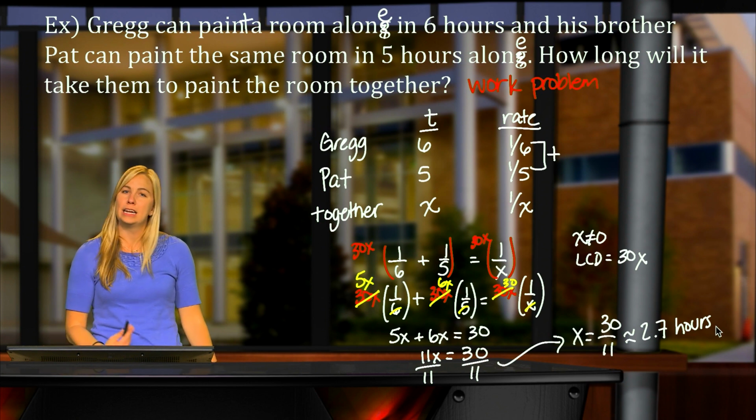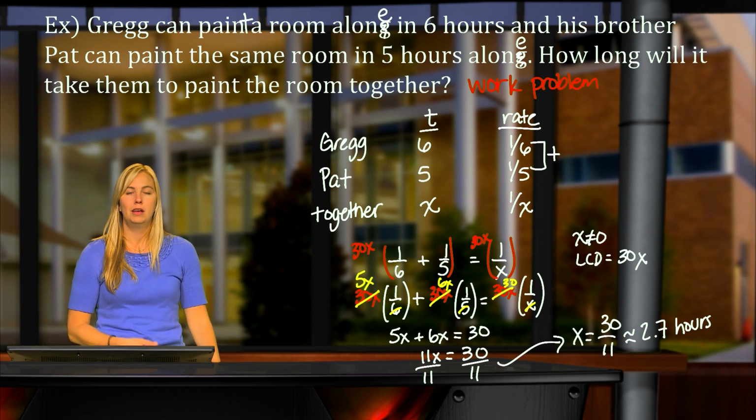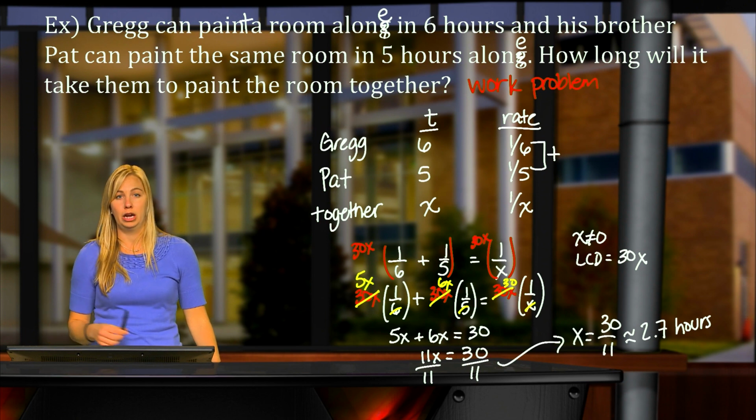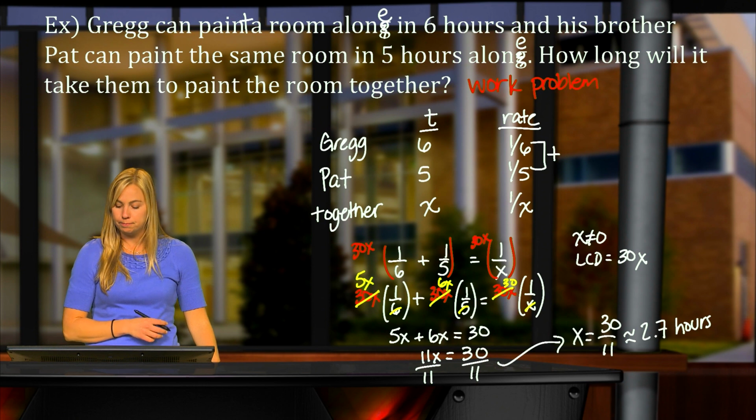In this example, since we're dealing with a variable for time, it is more meaningful to have our answer written as a decimal. Pay attention to the directions though on how they want that decimal rounded.